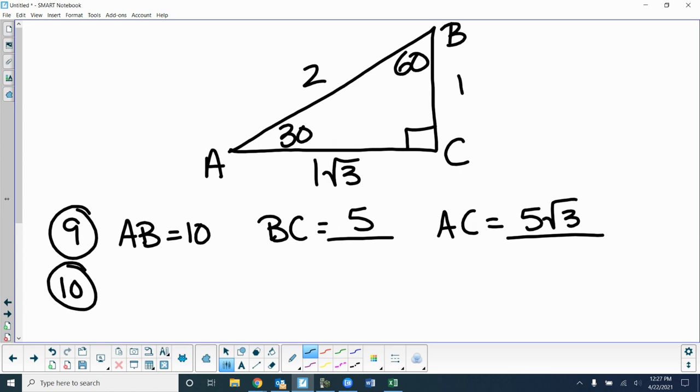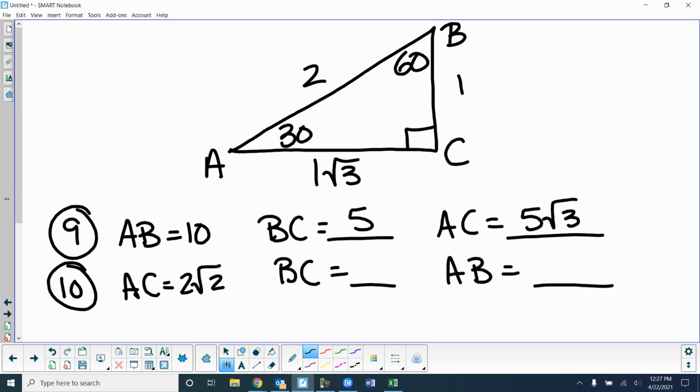Number 10, I gave you AC as 2 radical 2, which is this one. So remember, I'm looking for BC and AB, right? If I'm going from BC to AC, I multiply by the radical 3. So what do I do if I go the other way? Divide by the radical. So that's the way I'm going, right? Does that make sense? So it's AC divided by radical 3.